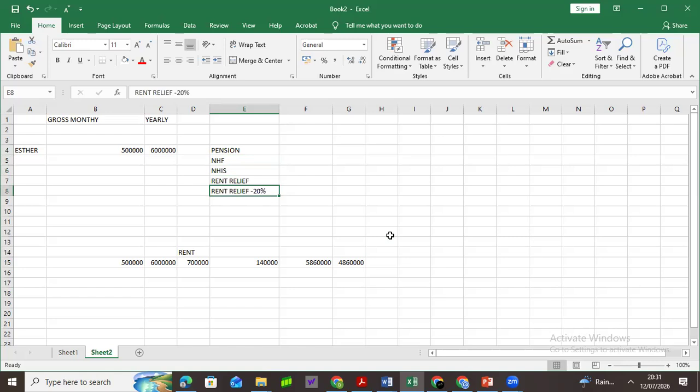Whatever is left, let's say after removing all these things, it's only 4 million naira, only 3 million naira that is left, or let's say only 2 million naira that is left. Yes? Only 2 million naira that is left. So is this 2 million naira now what we will tax? So where does this 2 million naira fall under in the tax bracket?